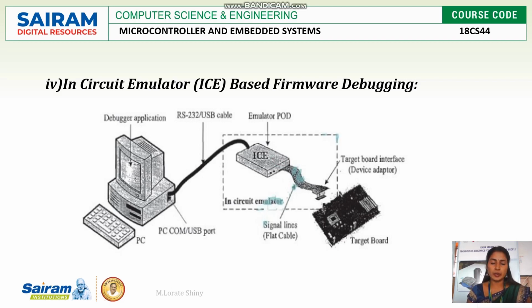Then we have emulation memory. Emulation memory is nothing but RAM. This is the replacement of the target board's EEPROM memory, where all the code will be downloaded once we change the firmware code. Then we have emulator control logic. Emulator control logics are the logic circuits which are used for setting hardware breakpoints, trace buffer control and trace buffer trigger detection.